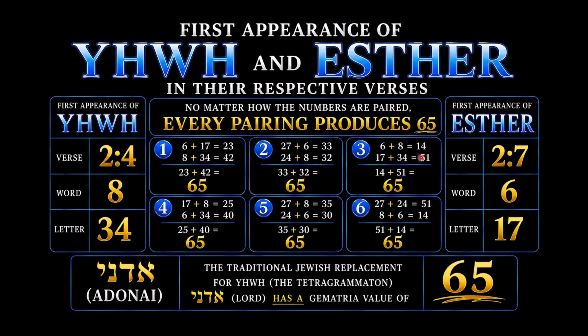6 plus 8 equals 14, and 17 plus 34 equals 51. Then 14 plus 51 also equals 65. The same result appears in all six pairings shown here. The numerical positions of the first appearance of God's name and Esther repeatedly produce the number 65. Interestingly, 65 is the gematria value of Adonai, meaning Lord, the traditional Jewish substitute for pronouncing the Tetragrammaton.